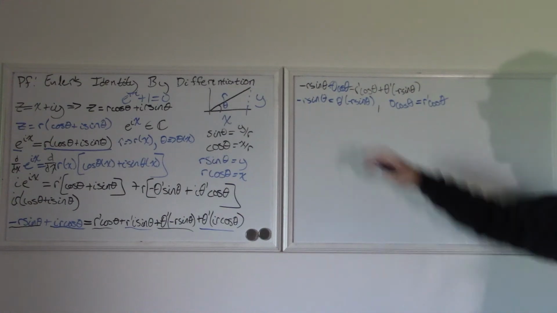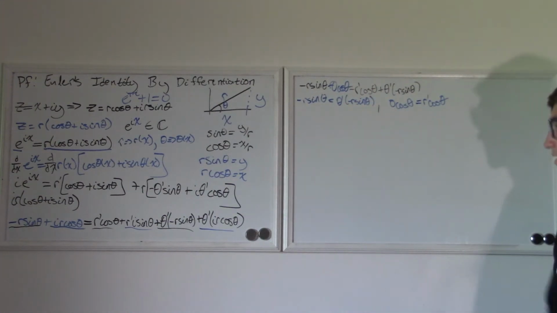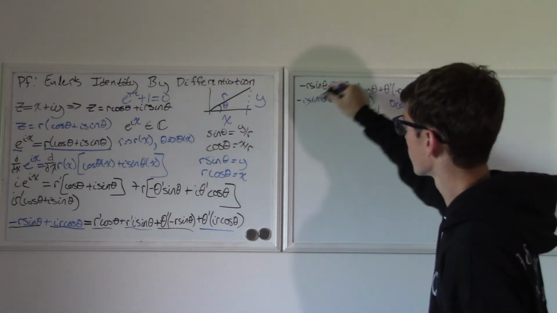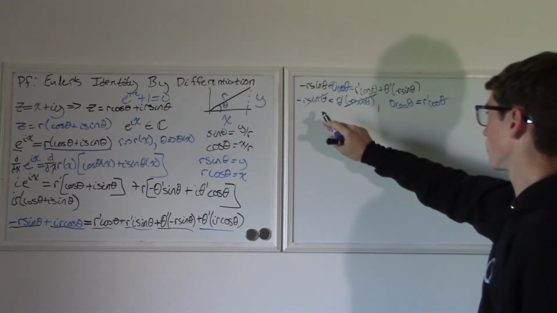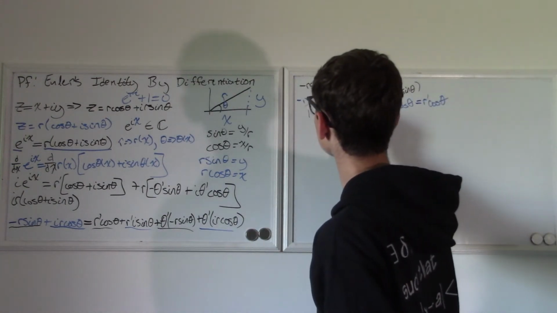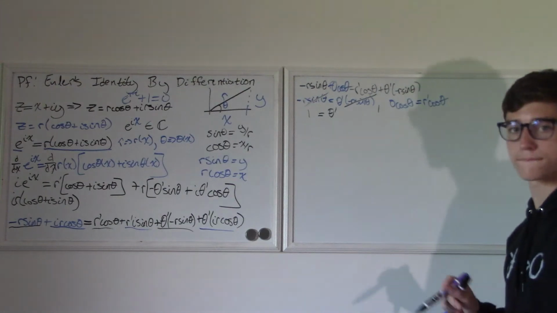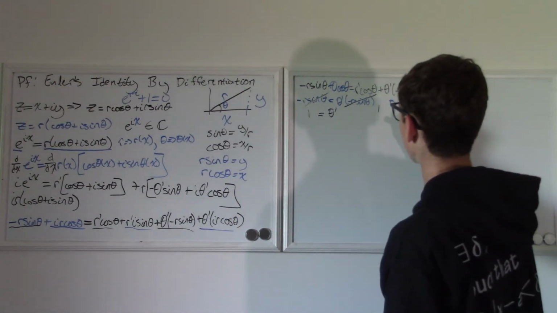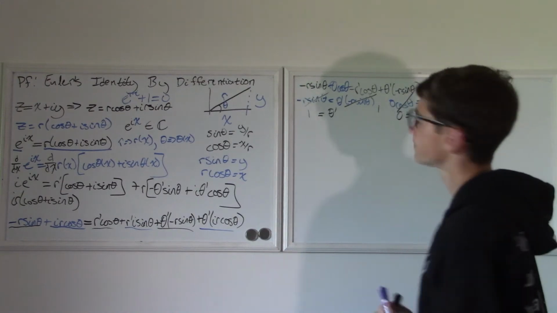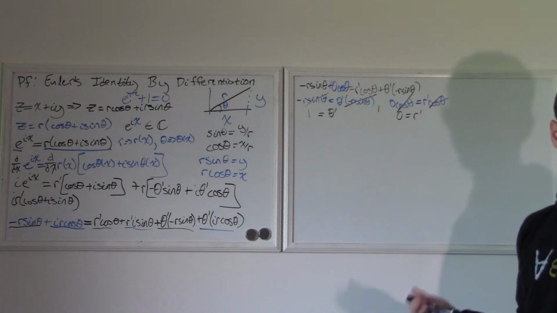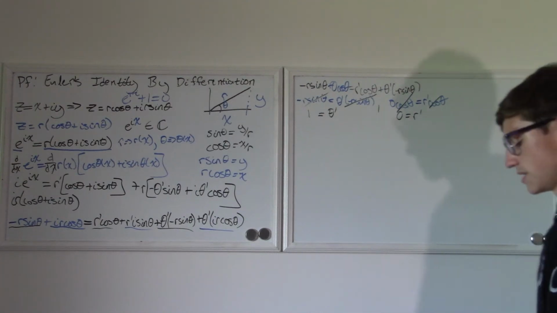Now, if you'll notice, with both of these, something really nice happens. Over here, negative r sine thetas will just cancel out, and we'll be left with 1 is equal to theta prime. And on this side, our cosine thetas will cancel out, and we'll get 0 is equal to r prime. Okay, so now we just need to think about derivatives and how they work, what they mean.